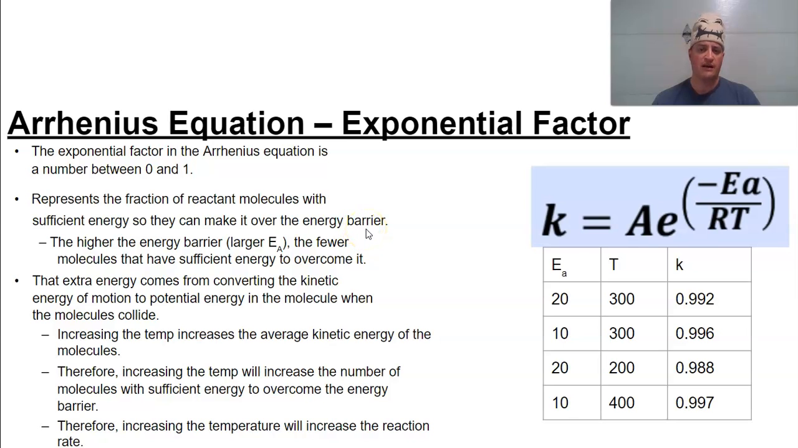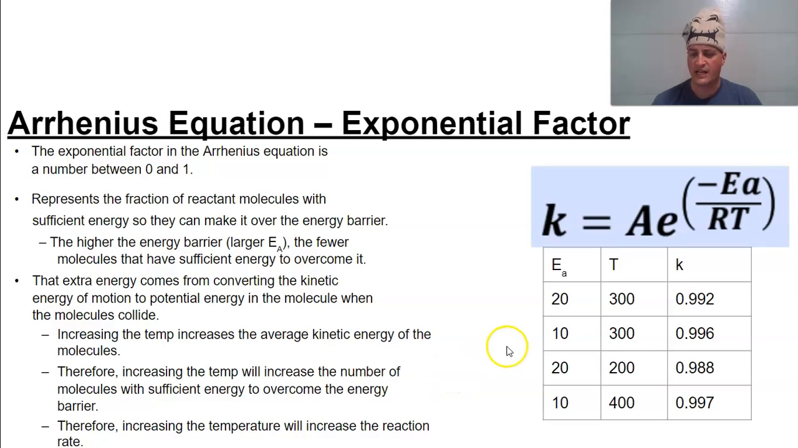So what we're trying to say here is that the rate constant is going to change based upon these factors. The higher the activation energy, the fewer the molecules that have enough energy to overcome it. That extra energy comes from converting kinetic energy of motion to potential energy in the molecule when the molecules collide. So a couple of things: increasing the temperature increases the average kinetic energy of the molecules. Therefore, increasing the temperature will increase the number of molecules with sufficient energy. Therefore, increasing temperature will increase reaction rate.